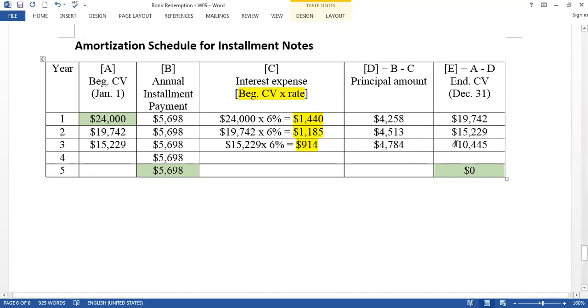So do you understand our liability is decreasing? Our liability is decreasing, right? So this 10,445 is our ending carrying value of year 3. And this is the beginning carrying value of year 4. This is the annual installment payment.